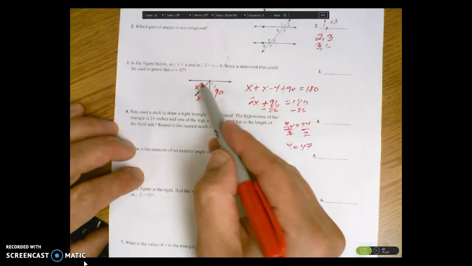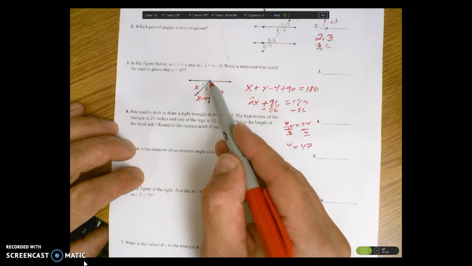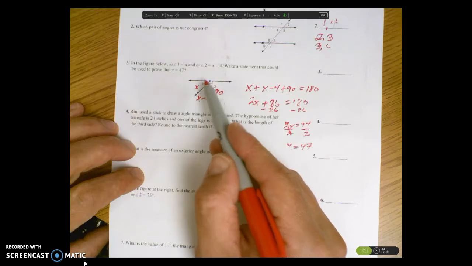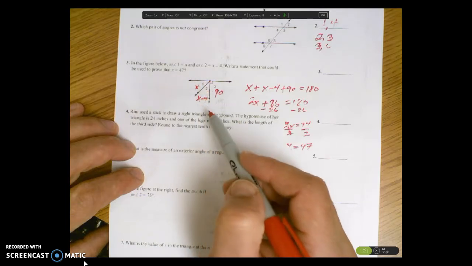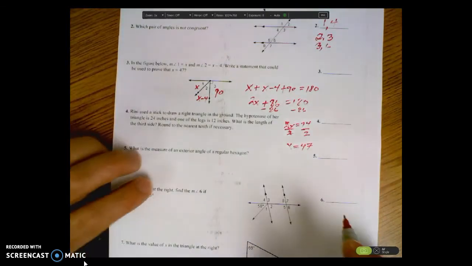A lot of you said they were both 45. That was your initial assumption because it looks like this angle here kind of bisects this 90-degree angle, but it does not. It's close. 47 is close to 45, but you don't want to make that assumption.